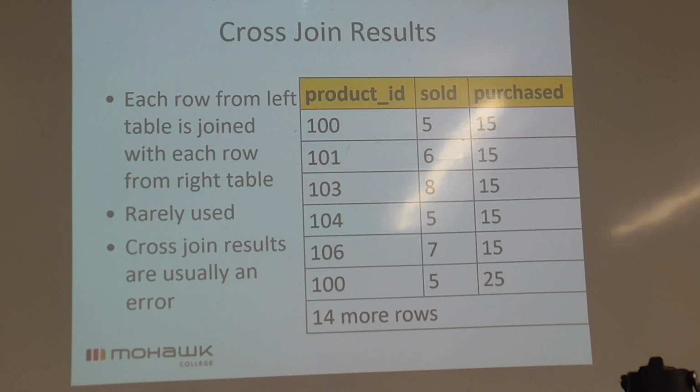Each row from the left table is joined with each row from the right table. It's basically like table multiplication. So when it says cross join, it means literally like the multiplication symbol. A cross B, right?